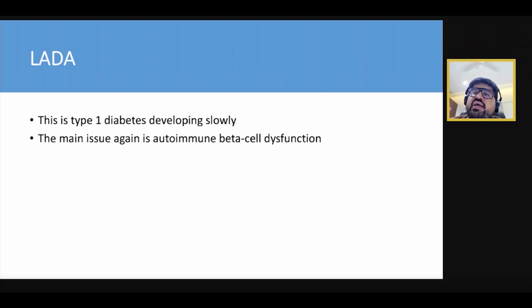So sometimes even in the definition of LADA, they say that patients should be on oral anti-diabetics for 6 months before they require insulin. And why is this definition required? Because in the first 6 months, we are treating the insulin resistance, and then the beta cell dysfunction is not able to match up, and then you require insulin, right?